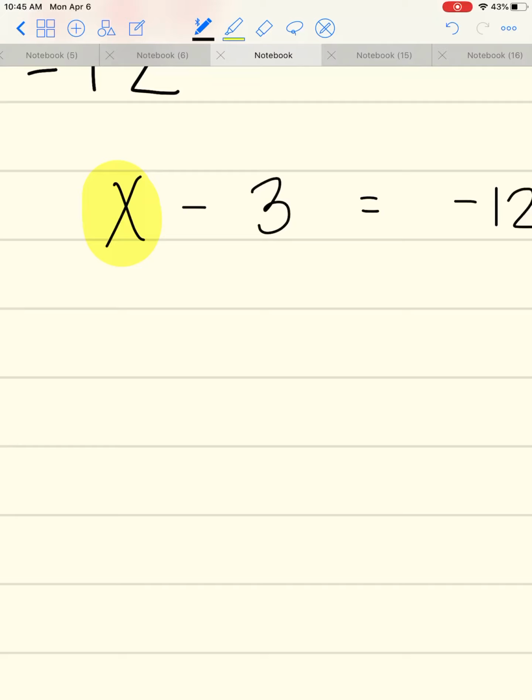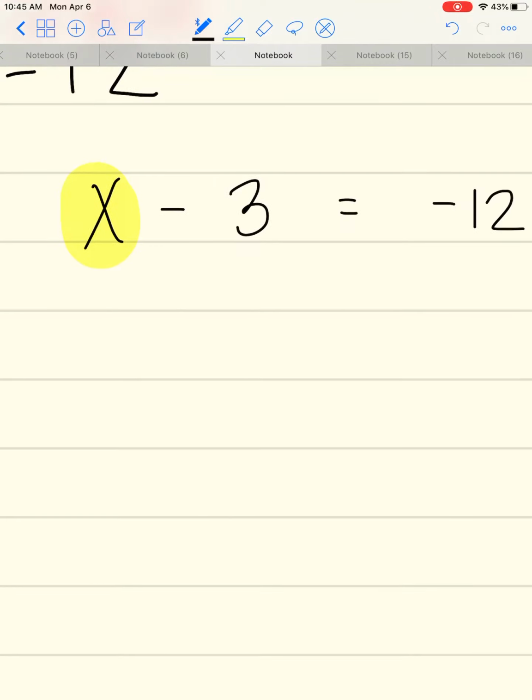It's not always x. It could be a, it could be z, it could be g, b, f, h, l, o, n, p, whatever you want it to be. A variable is just a letter, okay? x is the one that's most famously used, right?